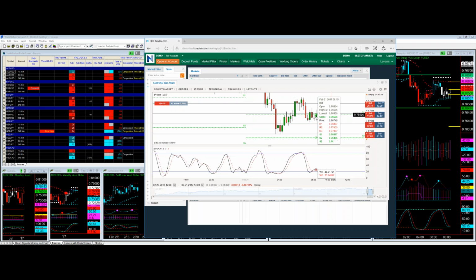I really want to see what this bar does at the close. I want to see whether it can close above the high of this bar. I definitely don't want it to close on the low.